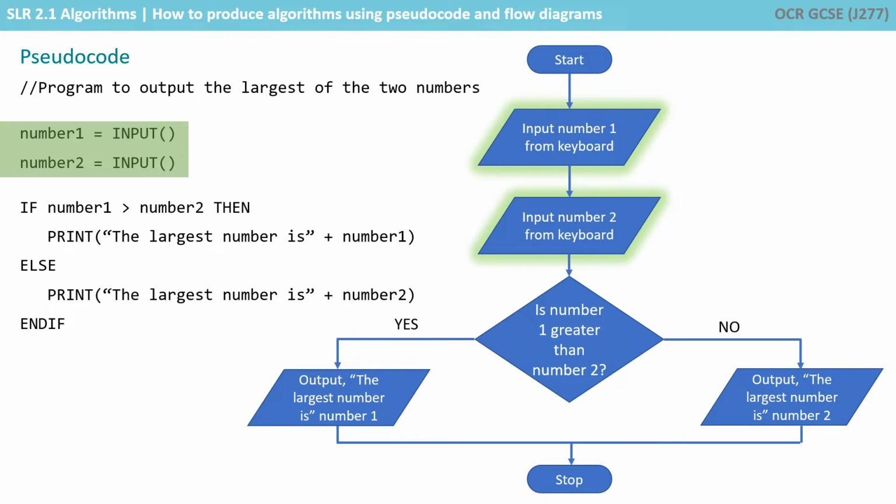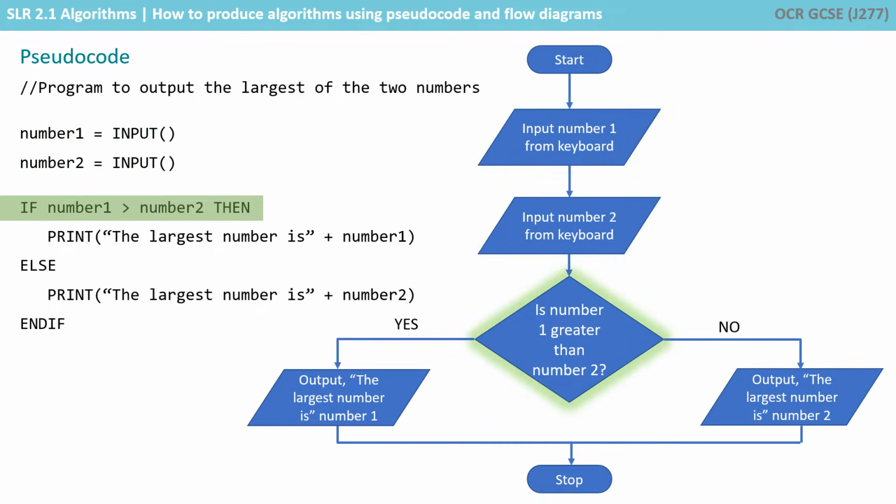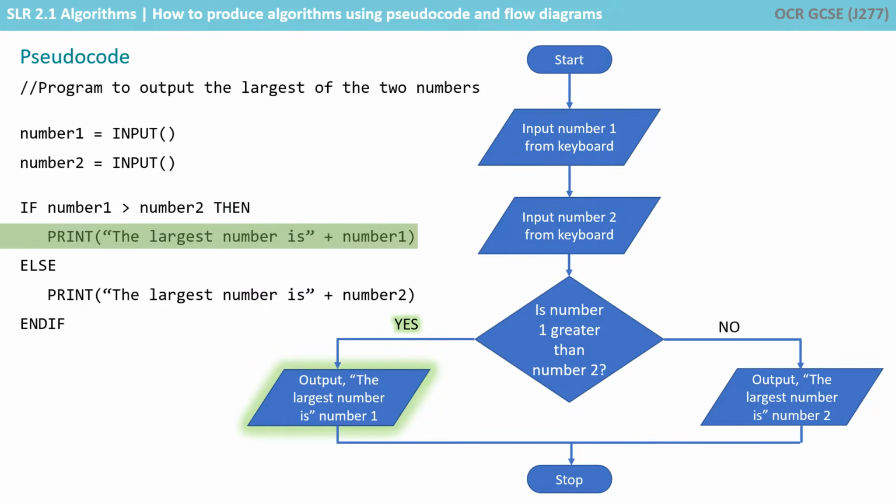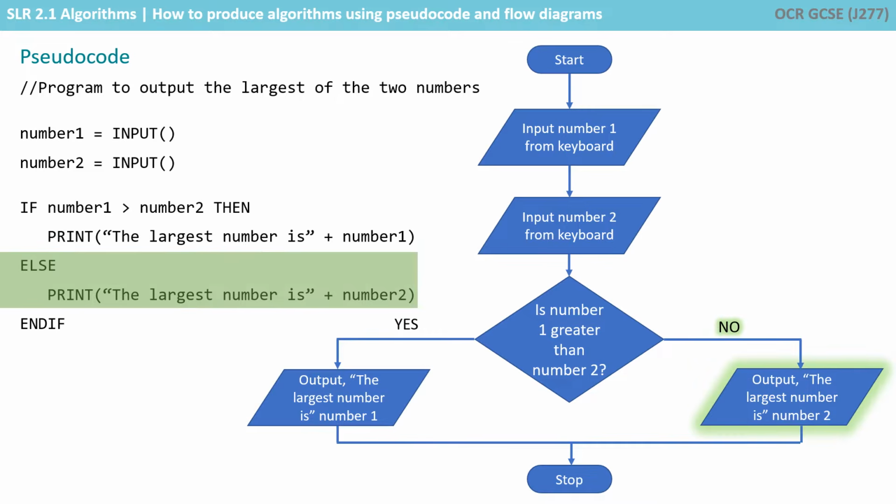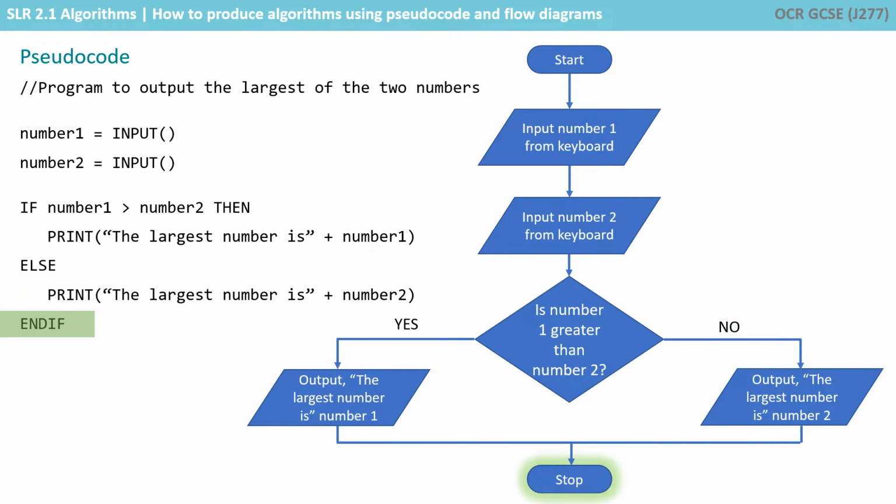So in this example, we're inputting our two numbers, and we're saying if number 1 is greater than number 2, then print the largest number is number 1, otherwise print the largest number is number 2, and then end. So it's exactly the same algorithm that we saw in the flowchart, it's just represented in a different way.